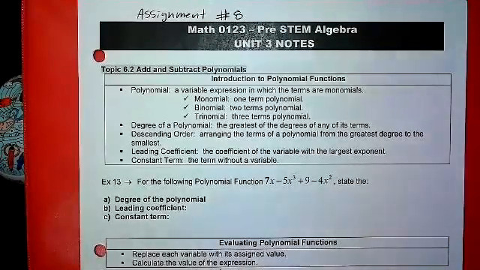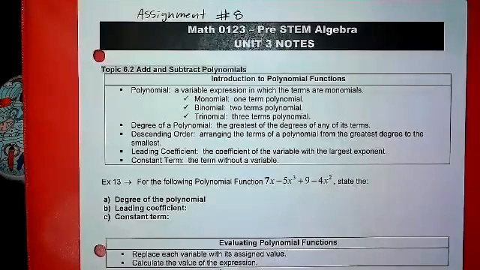This is part 2 of the lecture over your assignment number 8. In part 1, we went over the exponent rules, when to add, when to multiply, and when to subtract exponents. We learned about negative exponents, and if you raise something to a 0 power, it always becomes a 1. So those were those 5 rules that you learned. In part 2, we're going to be adding and subtracting polynomials.